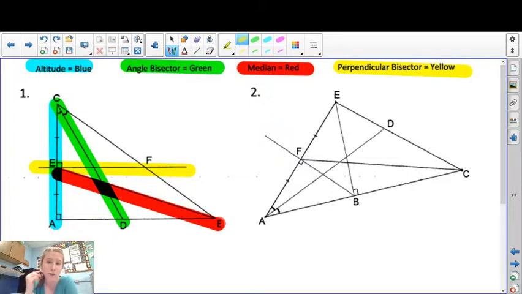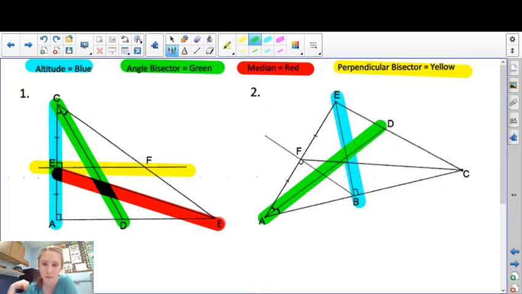Okay, number 2, altitude. I have two different right angles, but I need to go from a side to a vertex, and FB doesn't go to a vertex, so it's got to be EB. Angle cut in half, the only one cut in half is A, so that should be pretty easy to see.